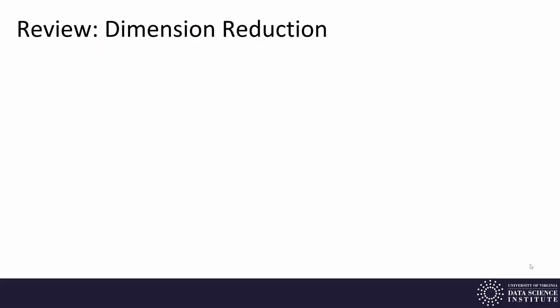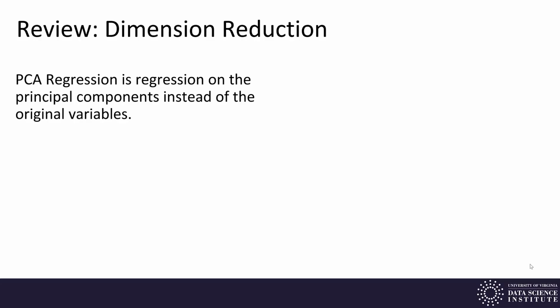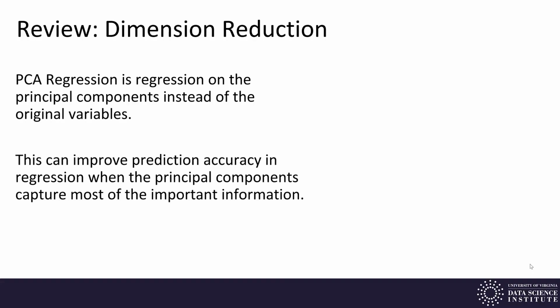So review, we've talked about dimension reduction. Dimension reduction is the process of creating a smaller number of regression variables and then doing regression on those regression variables. And so we've talked particularly about PCA regression, where we use the principal components as our regression variables instead of the original input variables. And this improves prediction accuracy in regression when the principal components can capture most of the important information. And that helps when we have a smaller number of underlying dimensions of data, or when we've got highly correlated data.